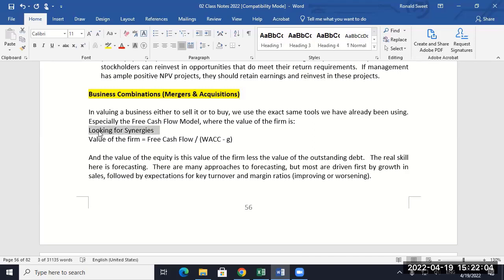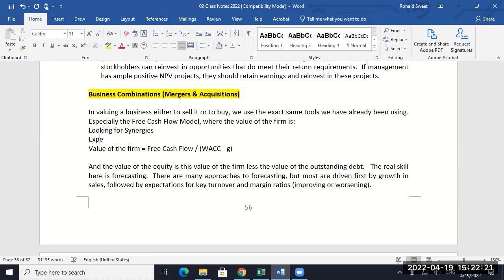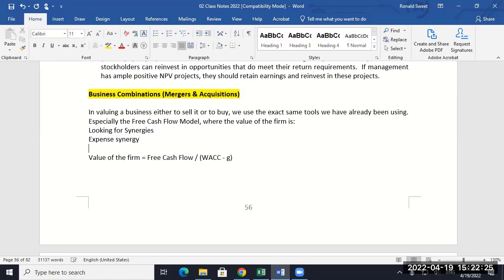Firms are looking for synergies. What is a synergy? So the two firms have 40 accountants and 40 accountants. They put them together, and what do they have now? They have 50 accountants. What did they just do? They just got rid of 30 accountants. That's synergy. That's called what kind of synergy? An expense synergy.